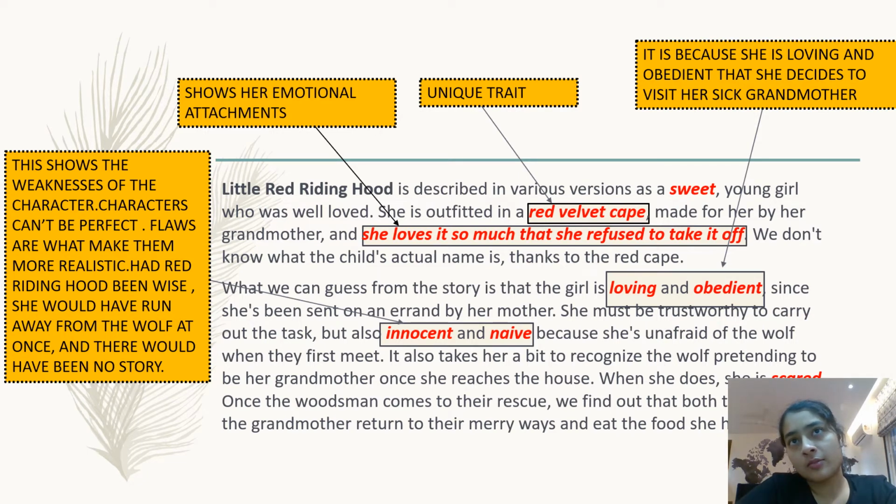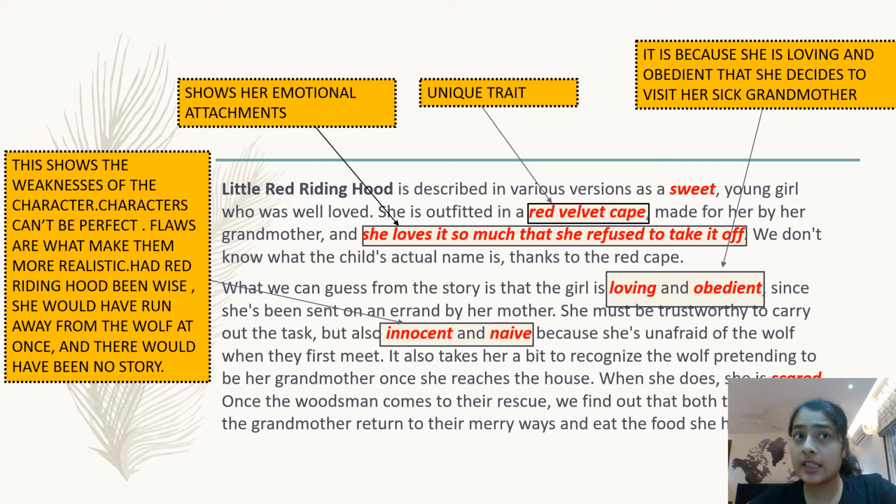Now, look at the yellow box. It says that being loving and obedient, she goes to visit her sick grandmother when her mother tells her to do so. Now, had she not been obedient and loving, would she have gone to the grandmother's house? No, she wouldn't have. So, this is a key point. It describes her actions and it decides the plot of the story, like I said.